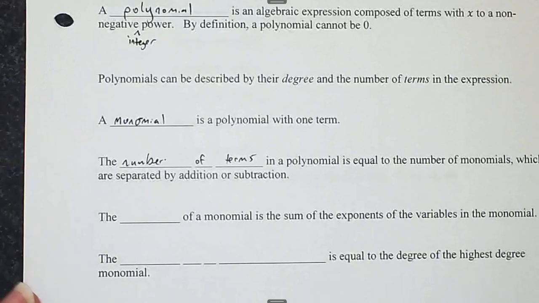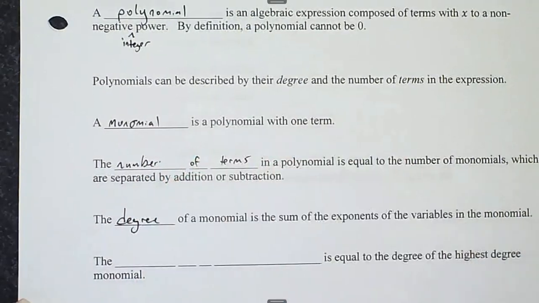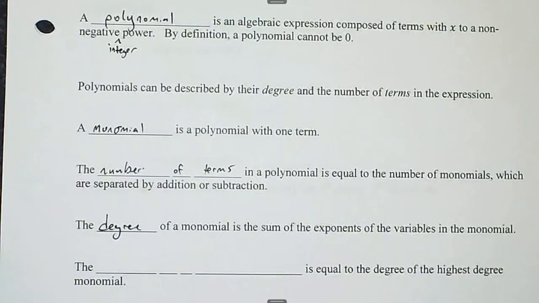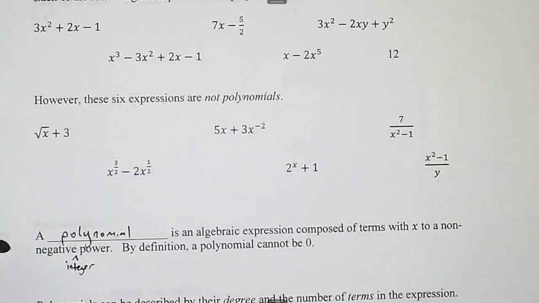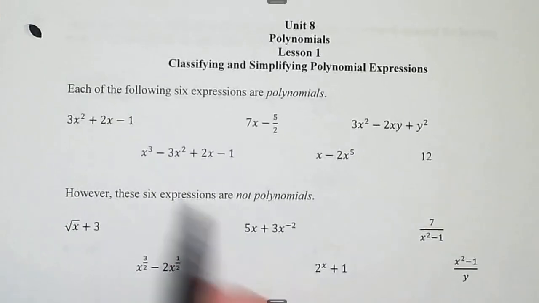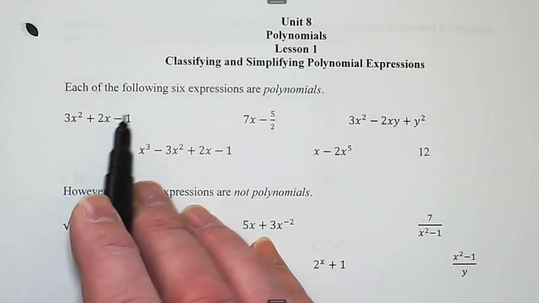The degree of a monomial is the sum of the exponents of the variables in the monomial. That is a really complicated definition for a very simple idea, but there's a slight special case that we have to include in this definition. So the degree of a monomial, or in other words, the degree of a term, is simply the exponent. So this is a degree of 2, a degree of 1, and this would be a degree of 0.